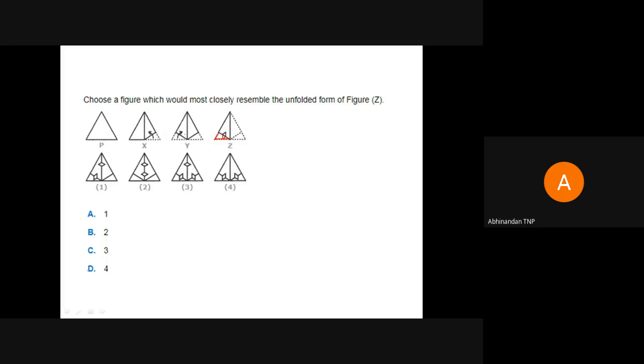So actually we have folded, this is the half portion we have folded. Then we have to unfold this. We have to unfold it. So when you unfold this, you get the image like this.